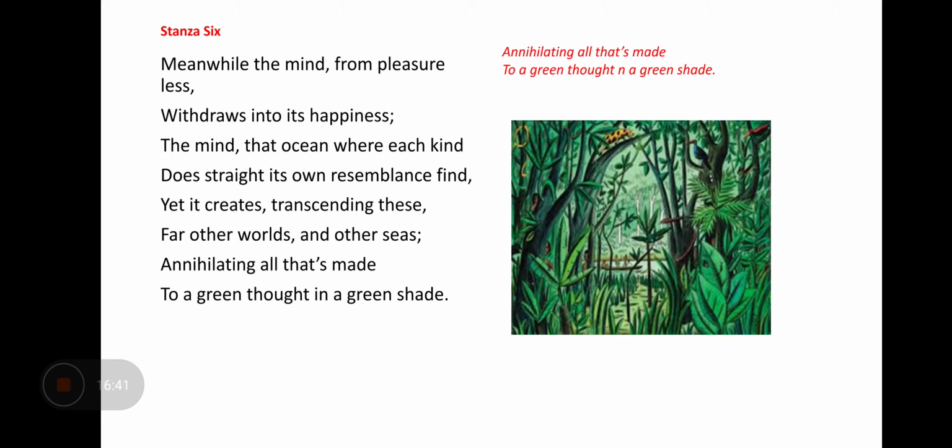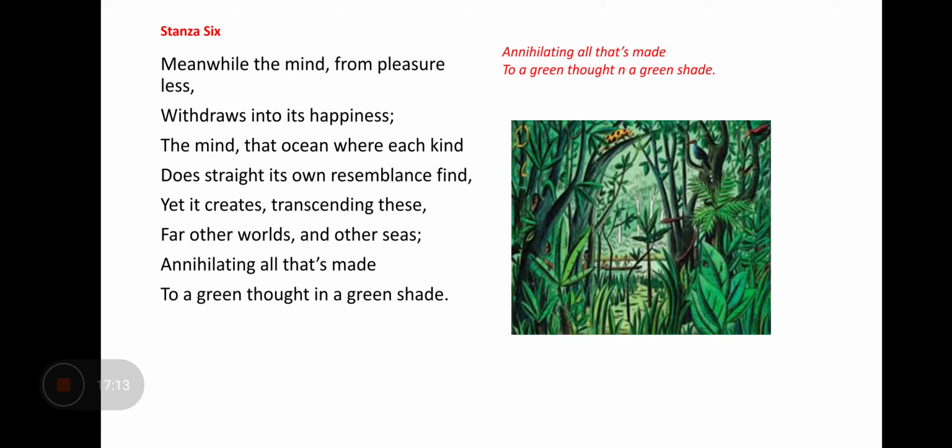The last two lines of this stanza are quite famous and often quoted: annihilating all that's made to a green thought in a green shade. So the poet wants to say that we have to avoid everything, finish up everything that is made, that is artificial, for a green thought in a green shade. So we should lead our life in the company of nature, and adopt natural things. That is what we need nowadays.